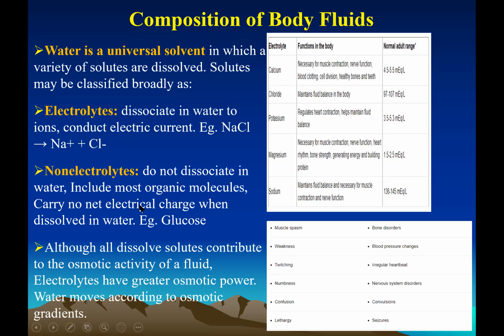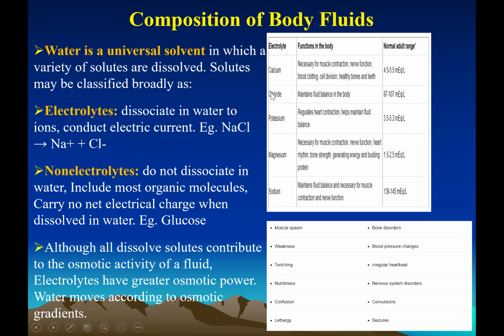Non-electrolytes do not break up into ions in water. They are organic molecules. They do not have an electric charge. Good examples are glucose, fats, some proteins. So here are the main electrolytes in our body: calcium, chloride, potassium, magnesium, sodium. We already saw calcium is very important for muscle contraction, for nerve function, blood clotting, cell division. Calcium is important for bones and teeth.